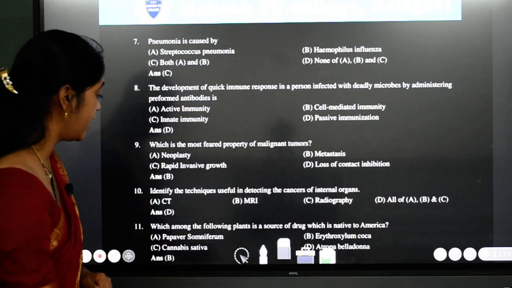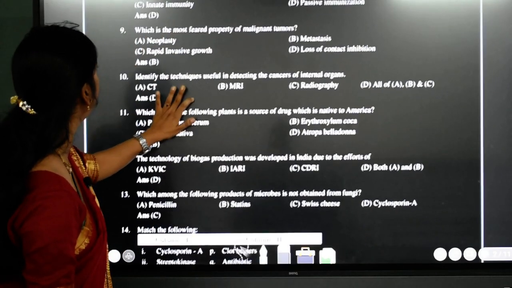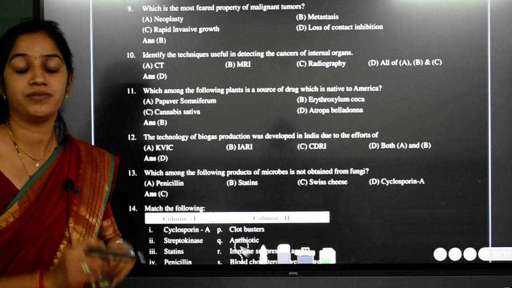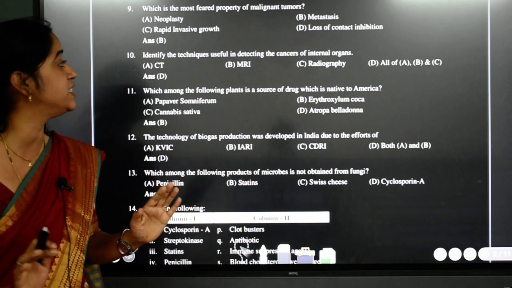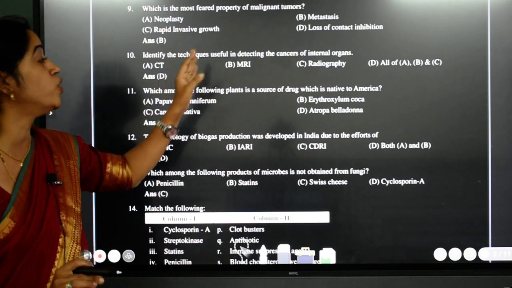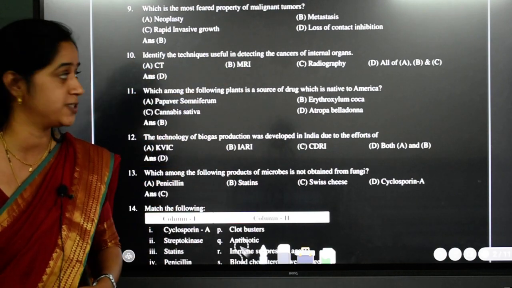The question is again on cancer. Which is the most feared property of a malignant tumor? Again, the same statement is given in the NCERT. Metastasis is the property of the malignant tumor, which is the most feared one. So the answer for question number 9 is B, that is metastasis.